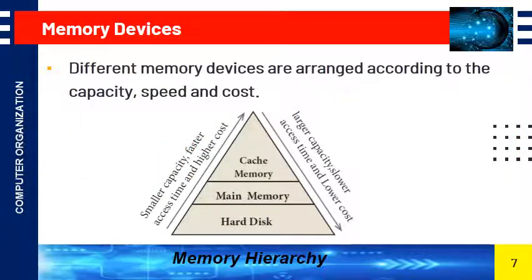Next, memory hierarchy. Based on speed, capacity and cost, memory is arranged in this hierarchy. The first one is cache memory. It is smaller, faster and expensive. The next one is main memory. Its capacity is a little larger, and it is fast and expensive. The last one is the hard disk, that is secondary memory. Its storage capacity is larger, its access time is slower, and the cost is also a little lower when compared to the other two. So this is the hierarchy of memory.